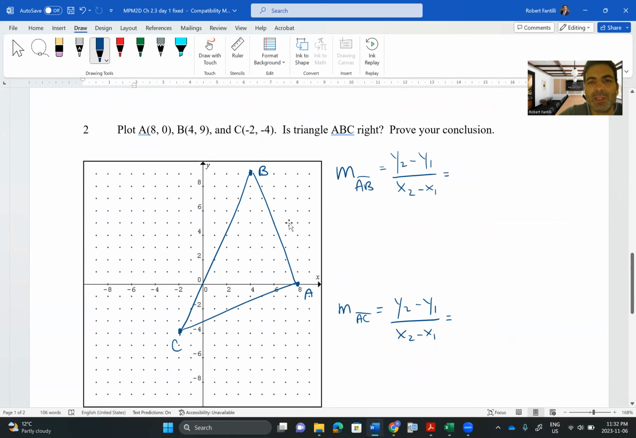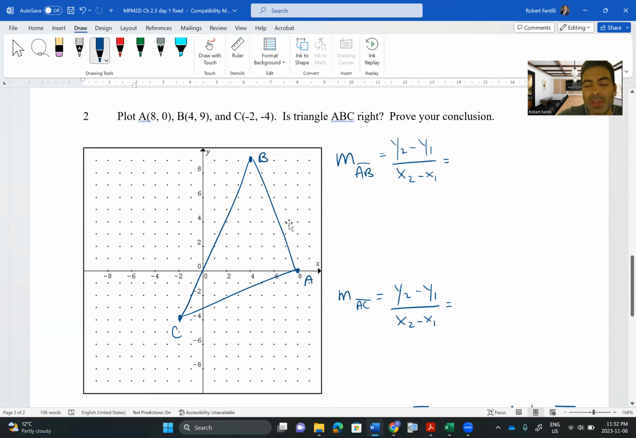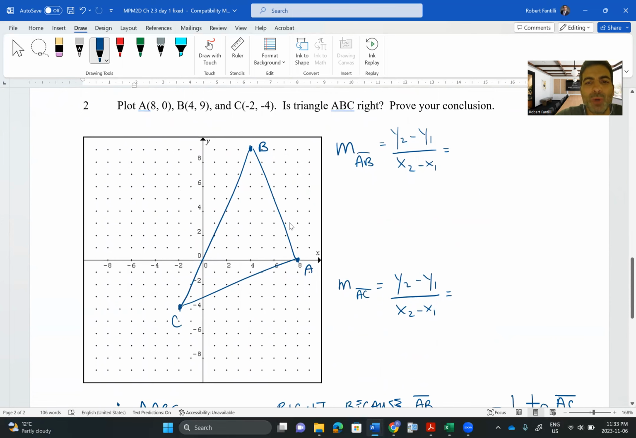Plot the points A, B, C. And it asks us, so I did that already, obviously, is triangle ABC right? Is it a right angled triangle? And prove your conclusion. If I'm looking at the triangle, because we've sketched it, it's pretty common sense that if there were a right angle, it would be right here, right?